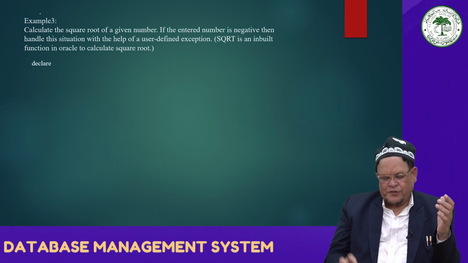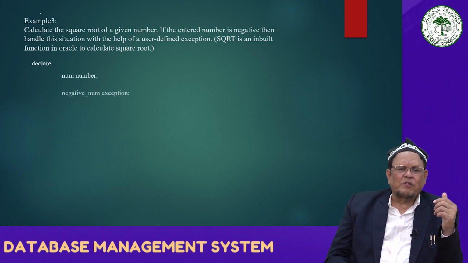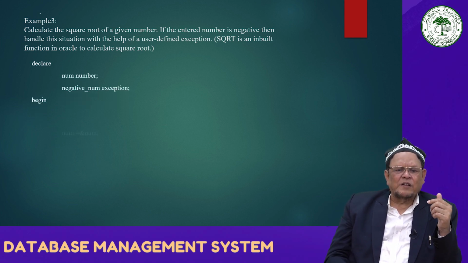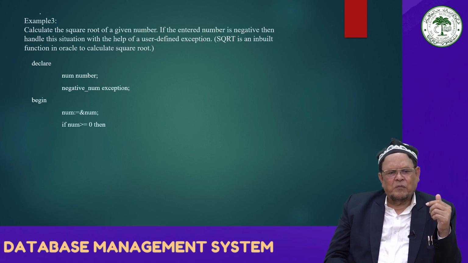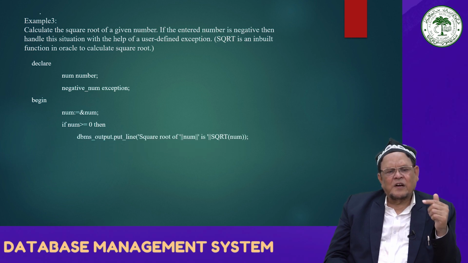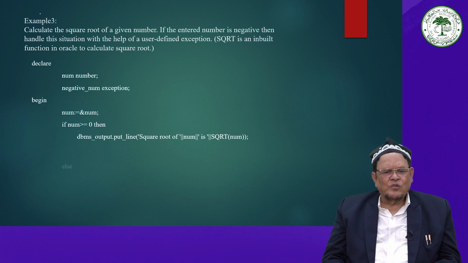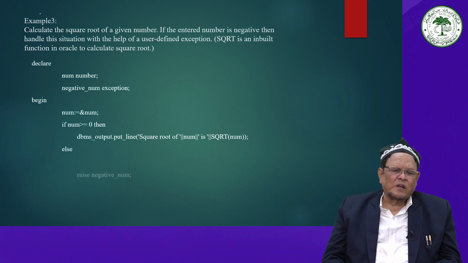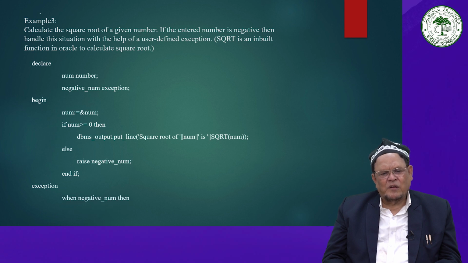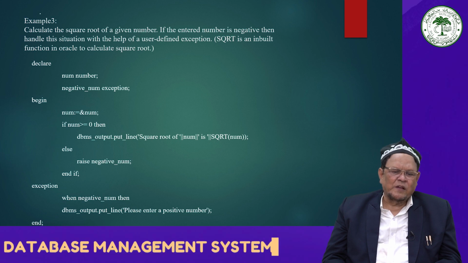You have to write declare, then number 1, number 2. If the number is negative, exception. Begin number is equal to &number. If number is greater than or equal to 0, then DBMS_OUTPUT.PUT_LINE square root of a number is square number. If there is a negative number, and the exception handling, when negative number, then you have to write DBMS_OUTPUT.PUT_LINE please enter the positive number. It will display.